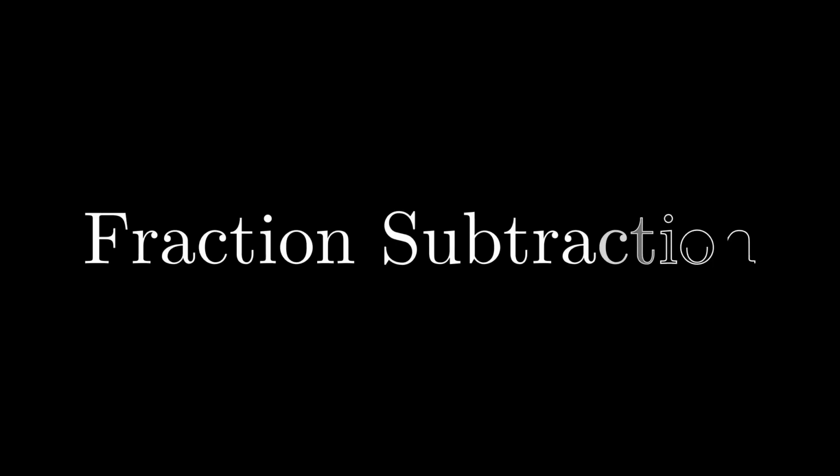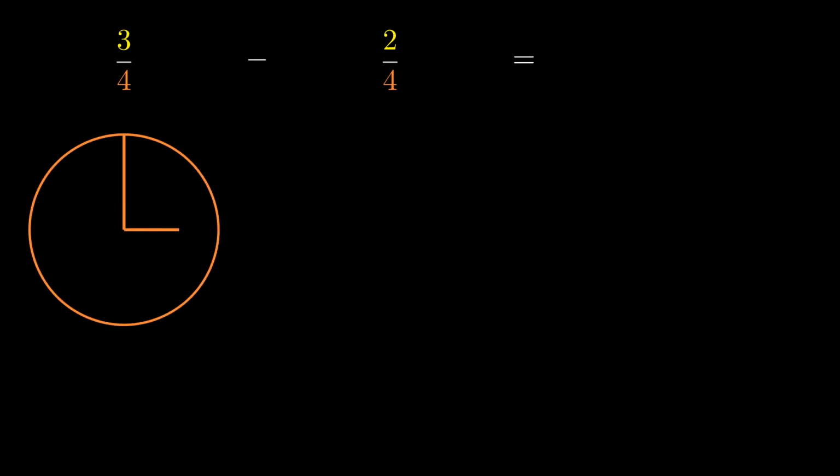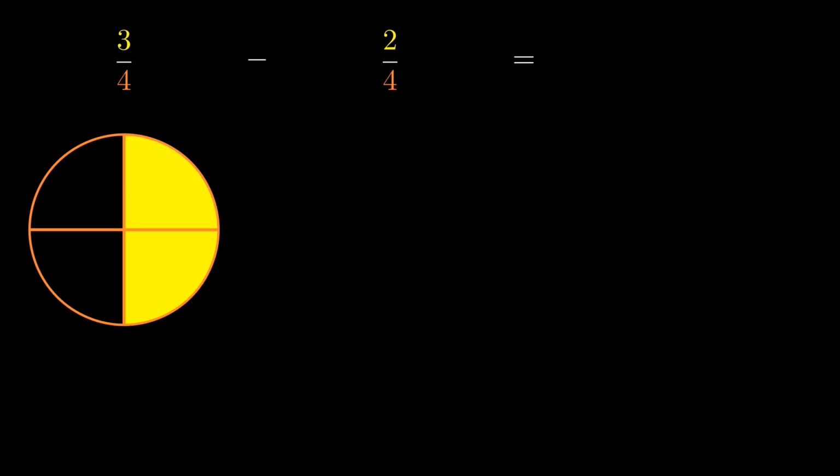Let's now revisit the pizza analogy again to illustrate the concept of subtraction of fractions. Let's take a look at this example, 3 over 4 minus 2 over 4. Let's draw the diagrams or pizzas as before. We split the first pizza into 4 equal pieces and shade 3 of them, representing 3 over 4.